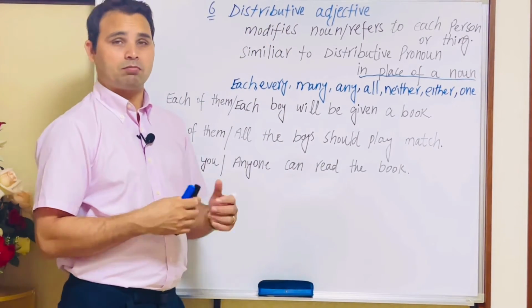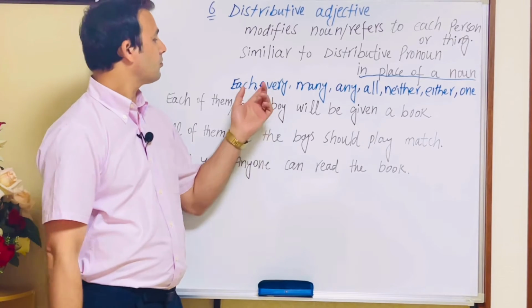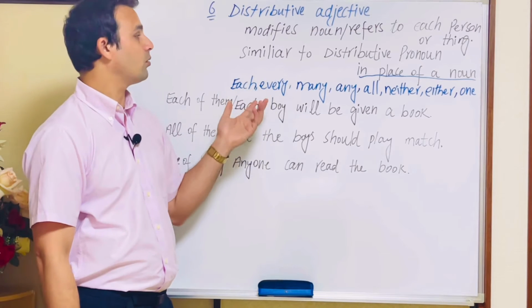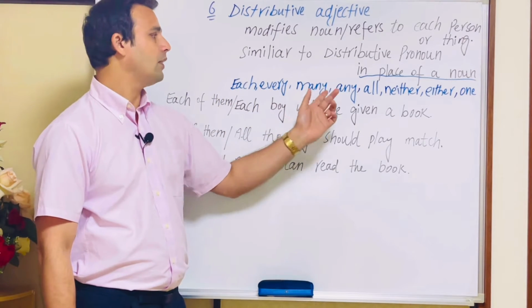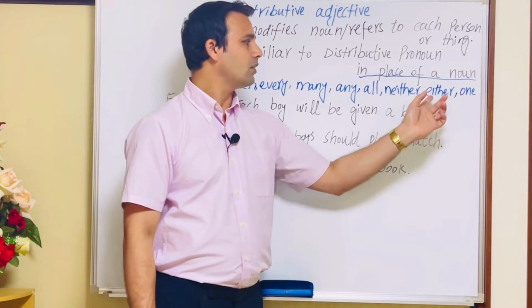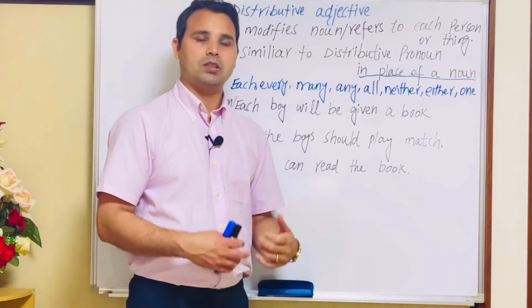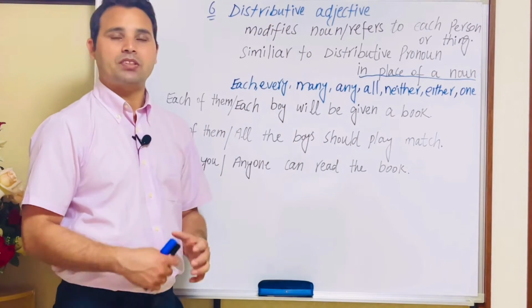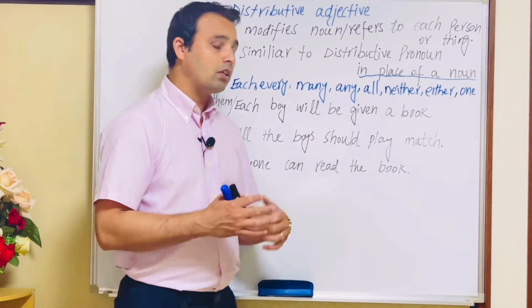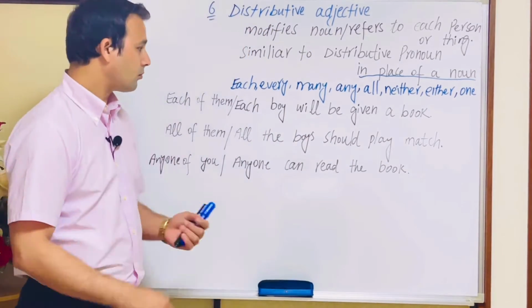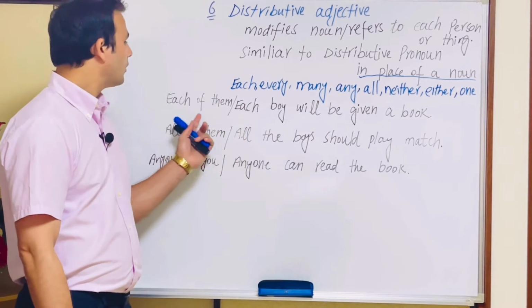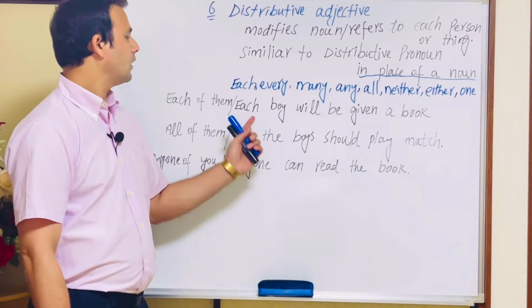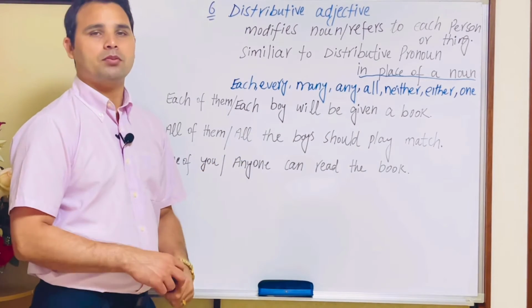And there are some distributive adjectives, or you can say distributive pronouns: each, every, many, any, all, neither, either, one. There are also many other distributive adjectives or pronouns. So let's see the examples. Each boy will be given a book.